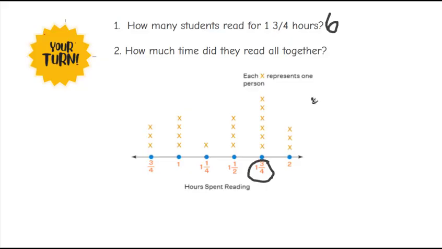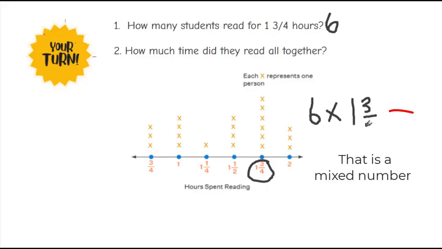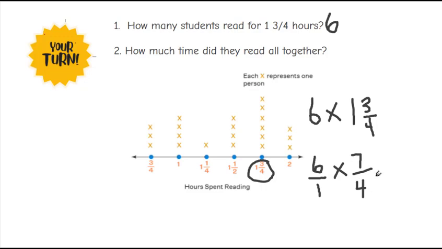So just like the one we did before, we have 6 students times 1 3/4. Now we need to turn both of them into improper fractions. This is a fraction if we do 6/1. Both of these are going to be improper fractions. 4 times 1 is 4, plus 3 is 7. Now I can multiply across. I do not have to have common denominators when I multiply, only when I add and subtract. So 6 times 7 is 42. And then 4 times 1 is 4.